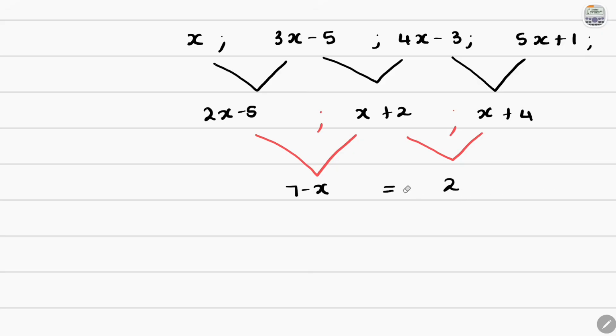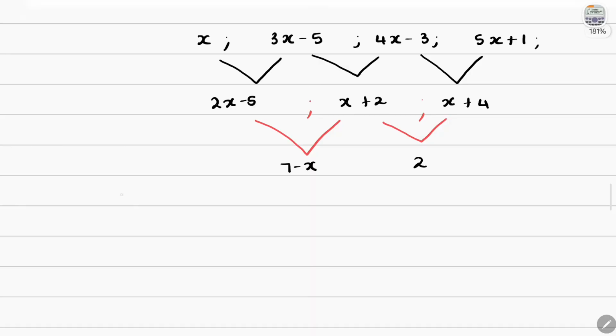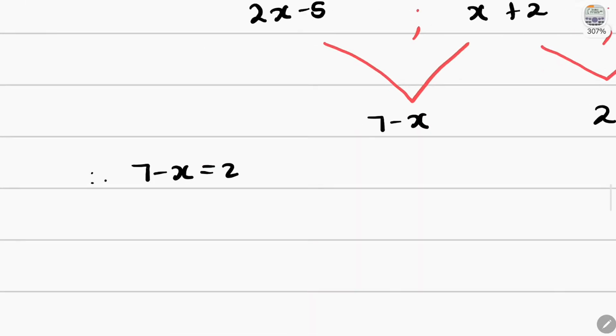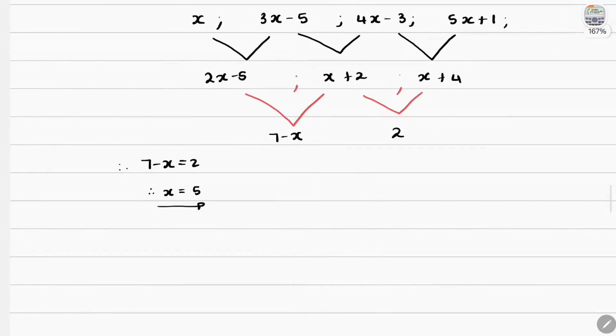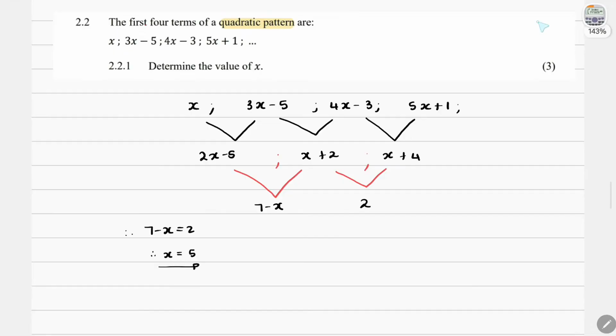So we now know that these two should be equal. So our equation here is 7 minus x is equal to 2, and we're just going to solve for x. Transpose the x, it becomes positive. Transpose the 2, it becomes minus. So 7 minus 2 is 5. Therefore, x is equal to 5. And that is our answer. Moving on to the next question.